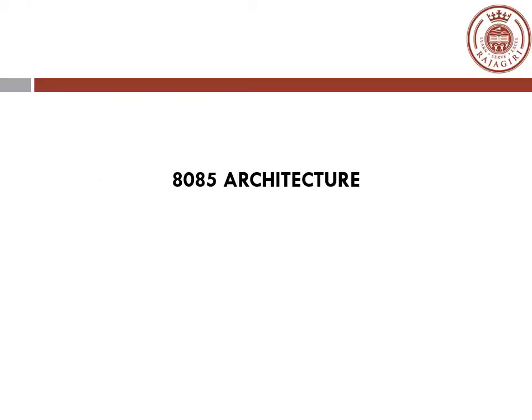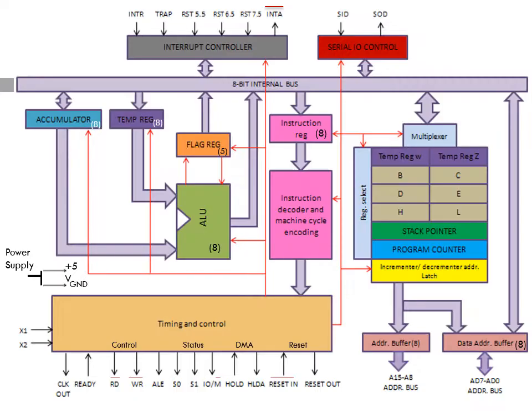We are going to see the architecture of 8085. So this is the architecture of 8085. So you are having the ALU. It is an 8-bit ALU which can be used to perform operations on 8-bit data. Associated with the ALU, we are having the accumulator, which is a register. It is again 8-bit. We are having a temporary register. We are having the flag register.